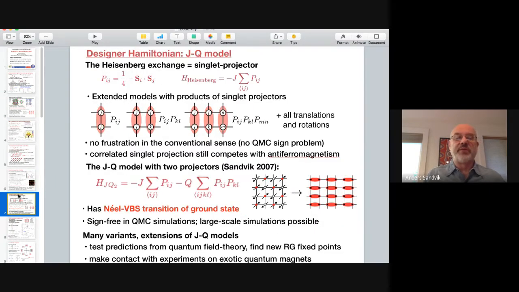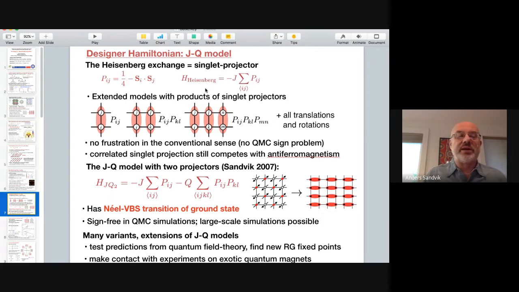So let me quickly introduce what we call the JQ model. The Heisenberg model is basically a sum of singlet projectors. If you just subtract 1/4 from your Hamiltonian, you can write everything in terms of these singlet projectors. The sign indicates that the Heisenberg model likes to have singlets on the interacting bonds, but of course there cannot be singlets on all bonds simultaneously, so then you get some complicated state, which is the antiferromagnet in the end.